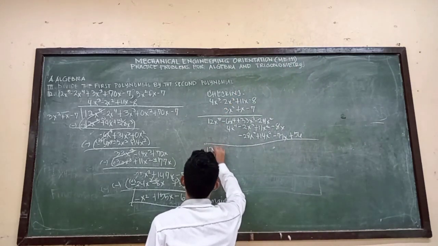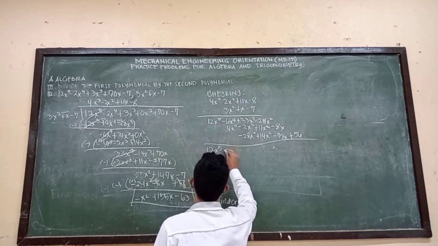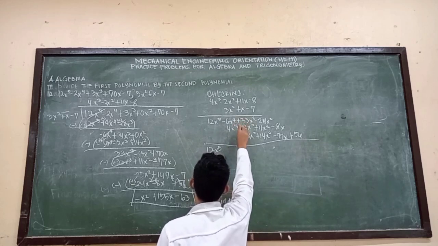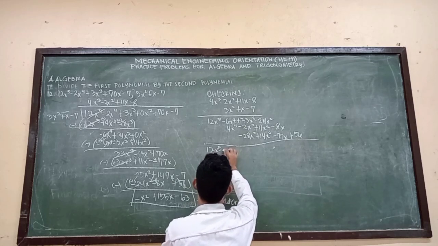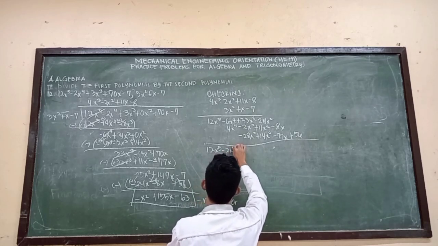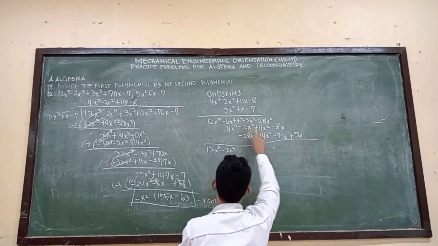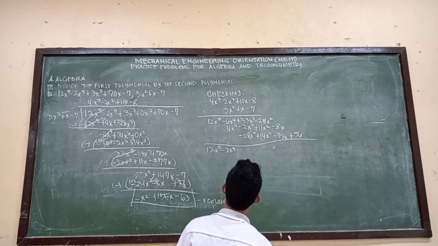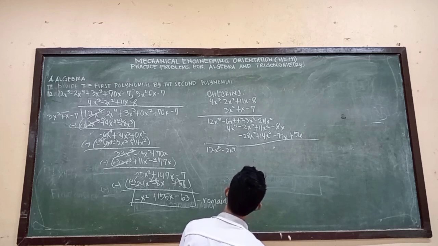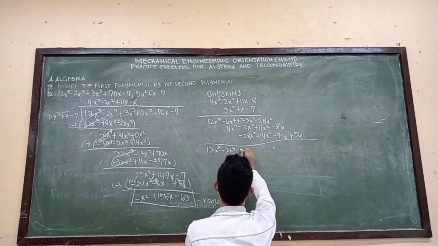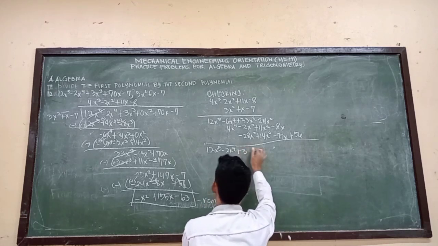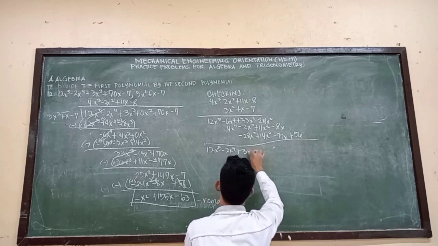Now, bring down 12x to the 5th, negative 6x to the 4th plus 4x to the 4th will give us negative 2x to the 4th. And then 33x cubed minus 2x cubed minus 28x cubed will give us positive 3x cubed.